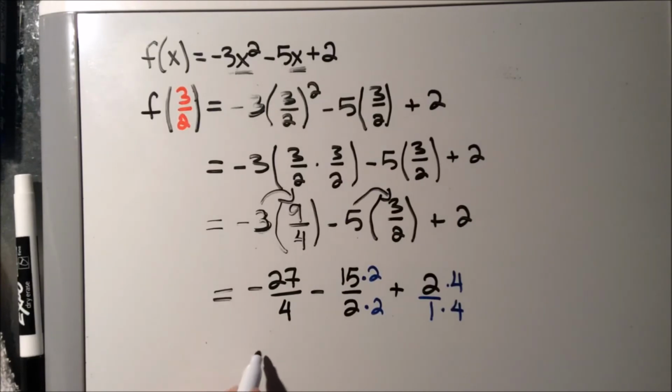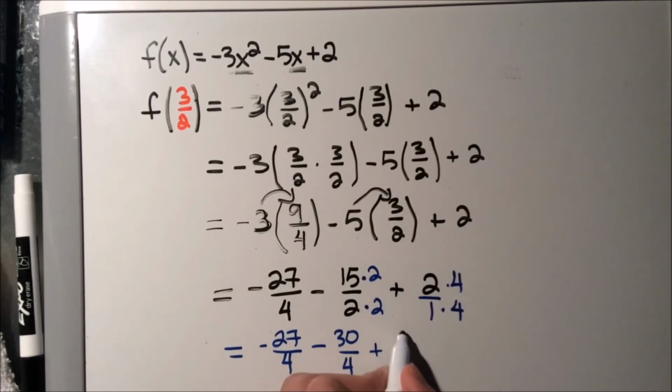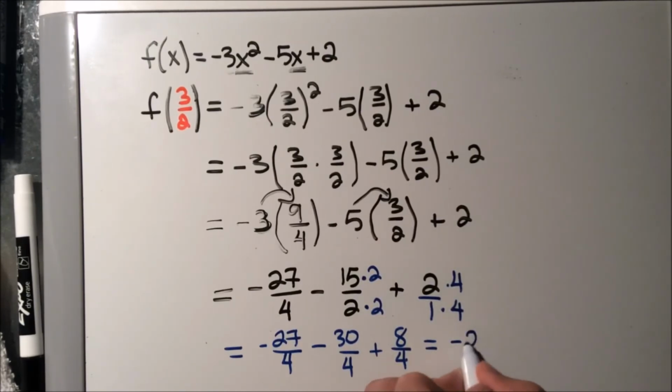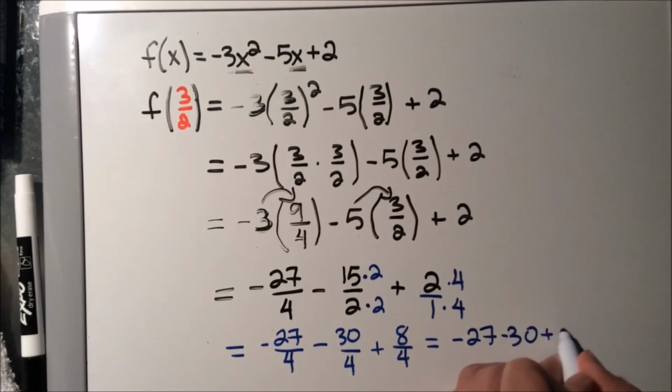So I'm going to write it out: -27/4 minus 30/4 plus 8/4. Now they all have the same denominator. I can rewrite it as one fraction, simply putting all the numerators over one denominator. So -27 minus 30 plus 8.